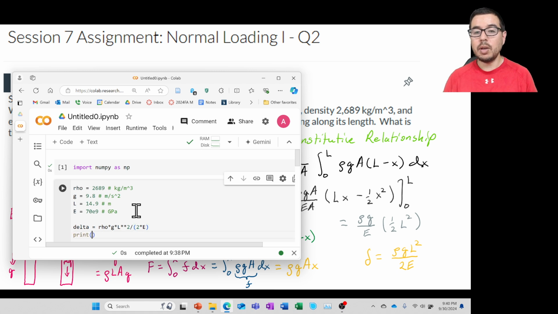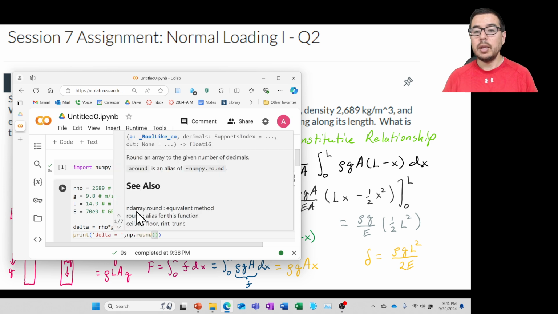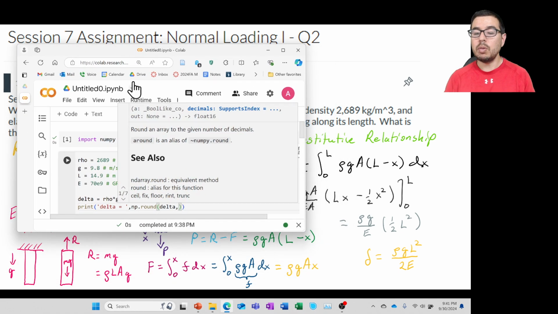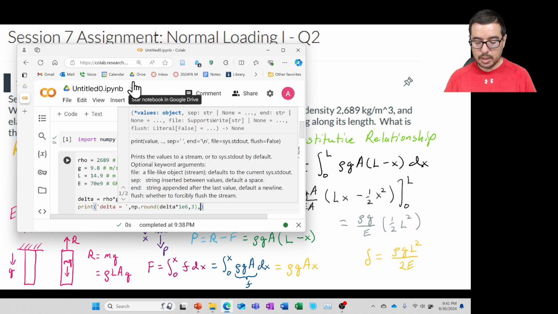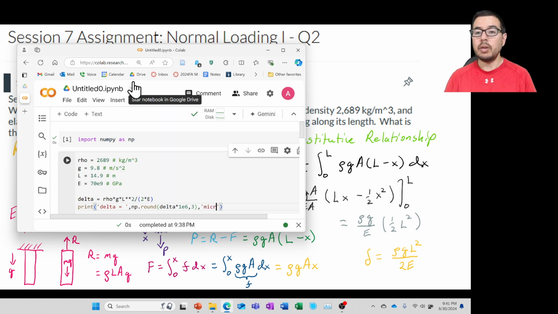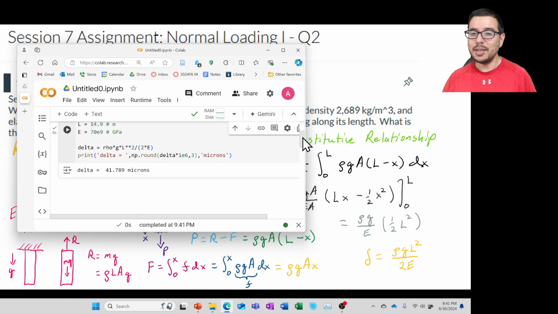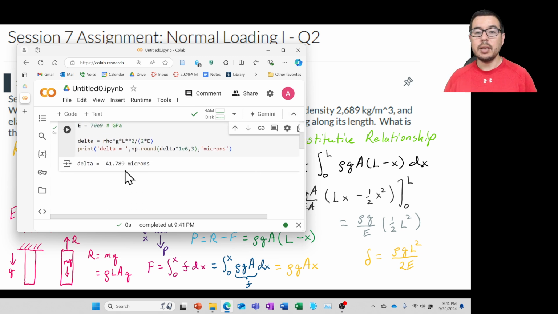Either way, now we'll do delta is equal to np.round, and we'll do delta. What does it specify for units here? It's in microns, so we'll go ahead and do it in microns. So we'll do times 1e6. Let's do 3 decimal places, and we'll say that this is going to be in units of microns, or micrometers. I guess the micrometer is the thing that you use to measure the length. And what do we get? We get about 42 microns using these numbers.